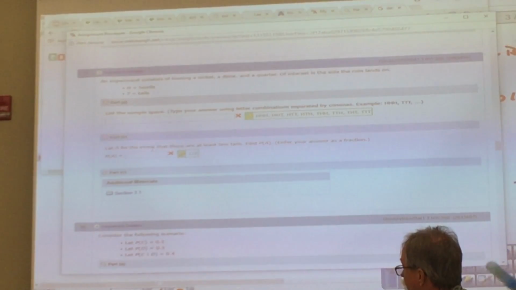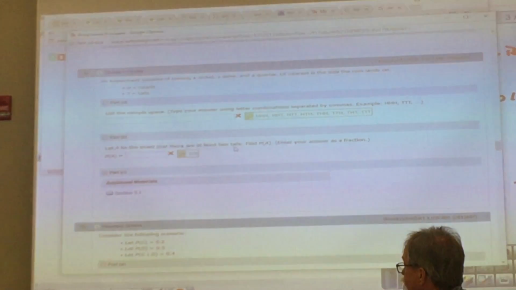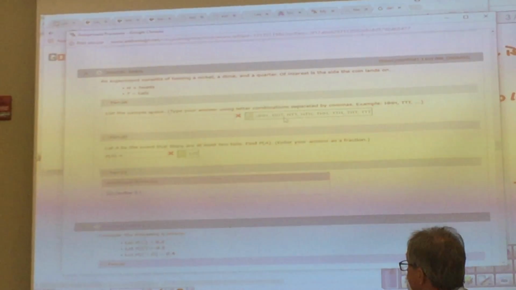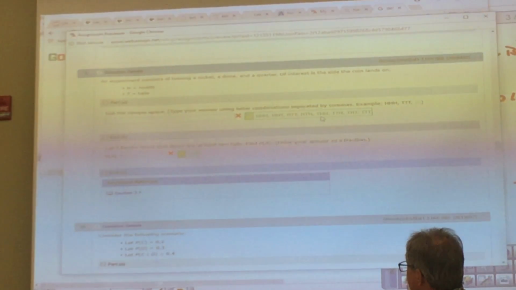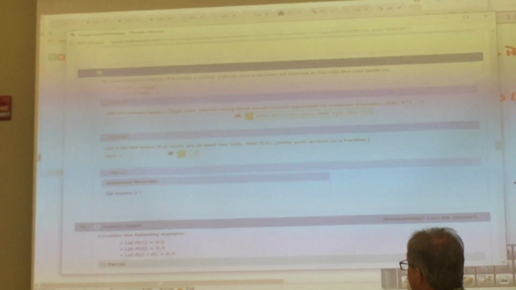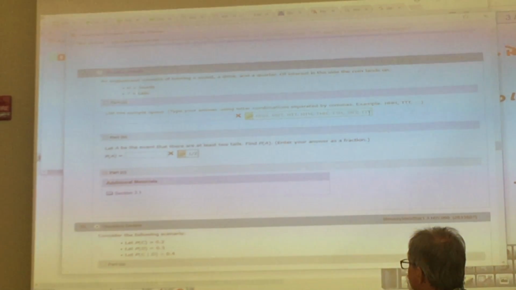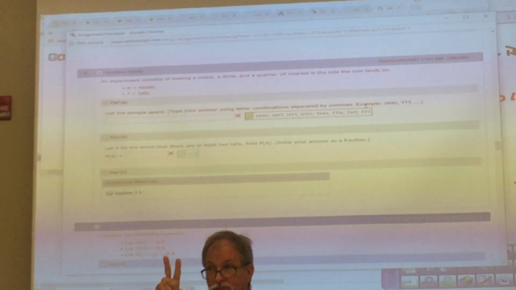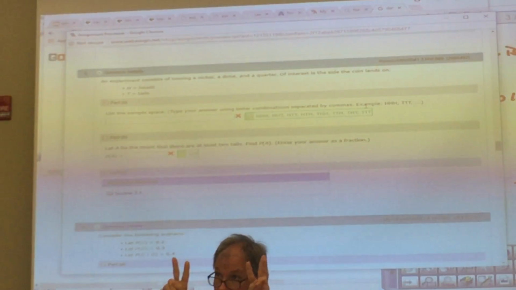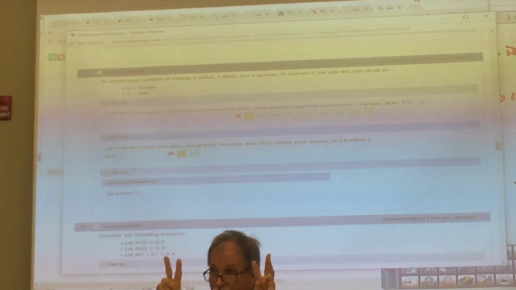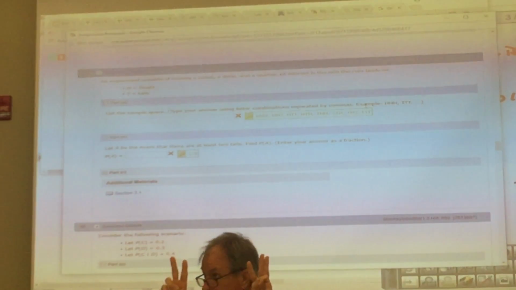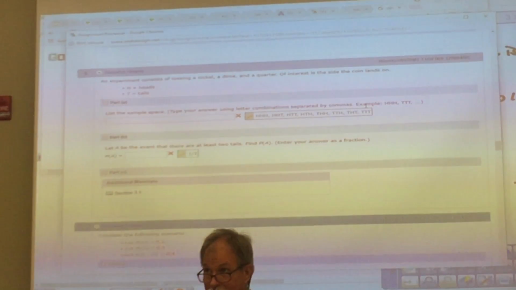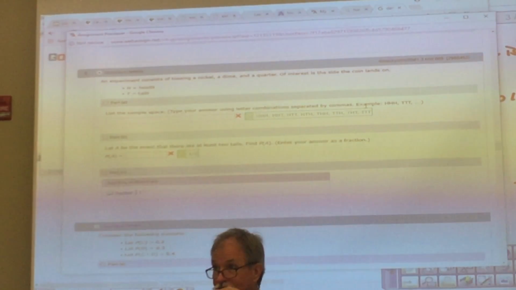Okay. Let A be the event that there are at least 2 tails. So if I go up here and count, there's 1, 2, 3, 4. Because what does it say? At least 2 tails. Is 3 at least 2? Yes. So 3 tails counts as at least 2 tails, even though there are no heads.